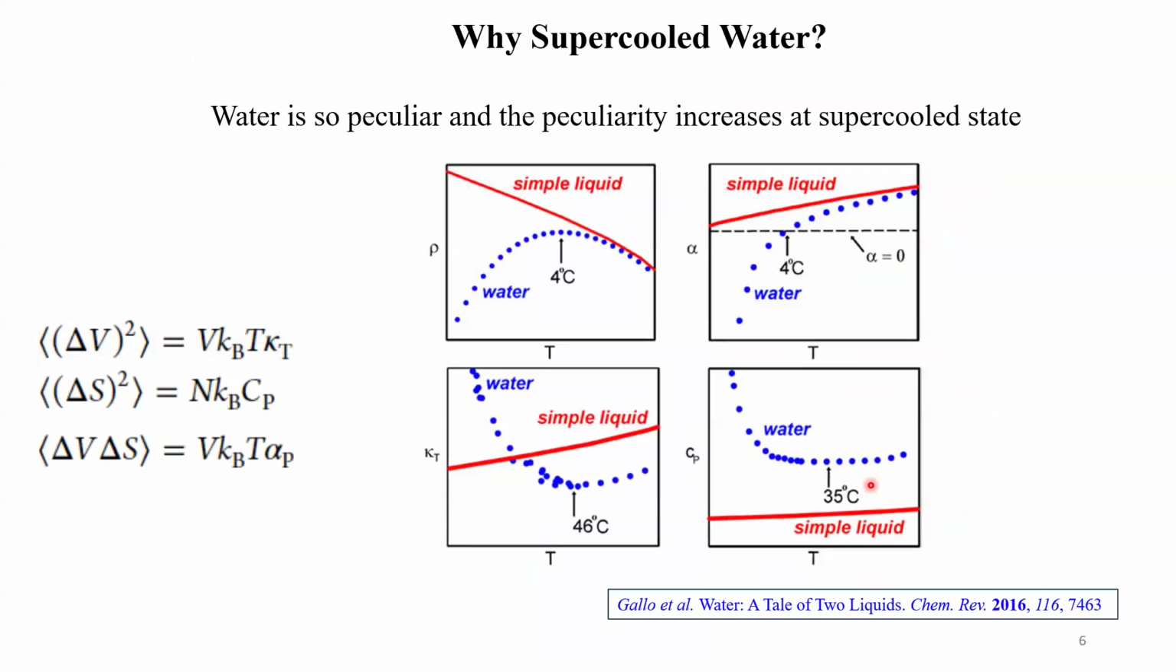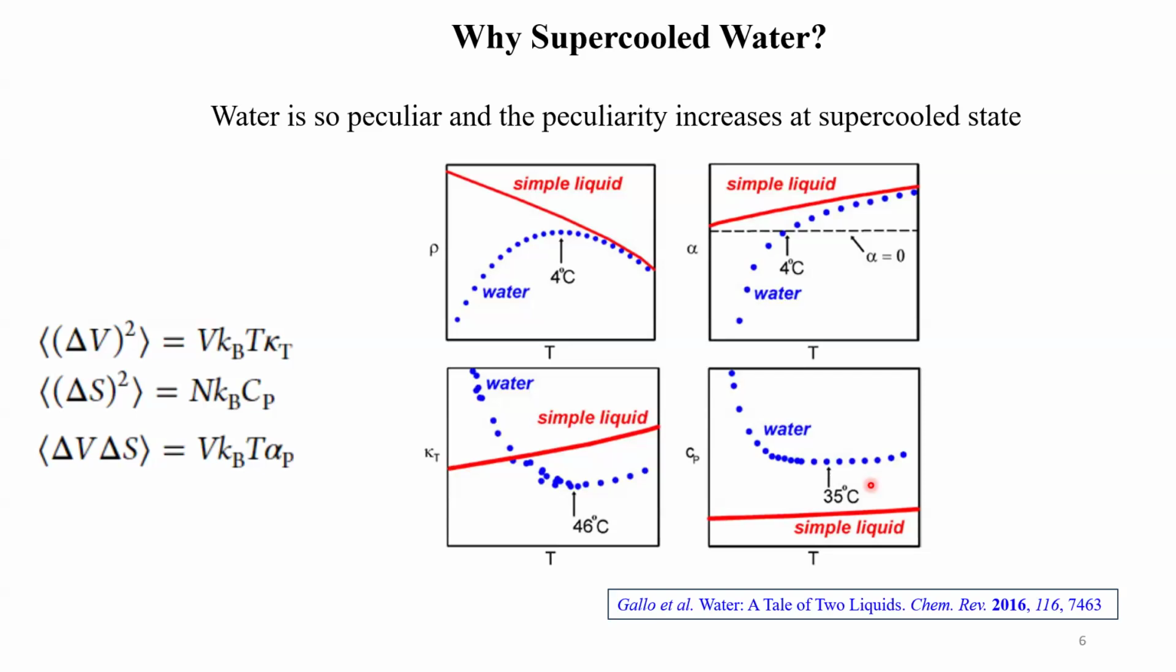The question is, why do we study supercooled water? Water, we know, is a very peculiar liquid, and it has many anomalous behaviors. More than 50 anomalous behaviors are known. Sometimes we think that water is so peculiar, how do we understand water? The peculiarity of water increases as we reach the supercooled state. So to understand water, one has to understand the supercooled state. Then you can clearly understand the origin of these different anomalous behaviors.